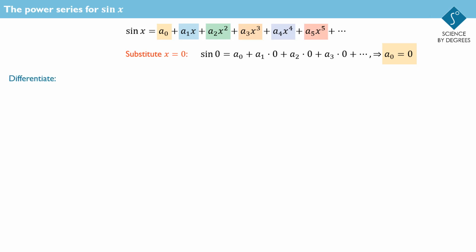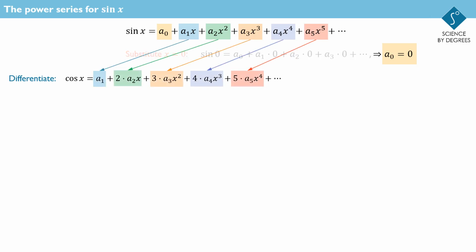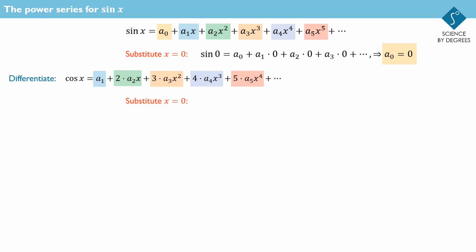Now we'll differentiate. On the left-hand side, the derivative of sin x is cos x. On the right-hand side, we differentiate each power term individually, as colour-coded in the video. Now substitute in for x equals 0 again. The left-hand side is 1 now, because the cosine of 0 is 1. On the right-hand side, this time only the a1 term survives, because it is the only one without a power of x to make the term 0.